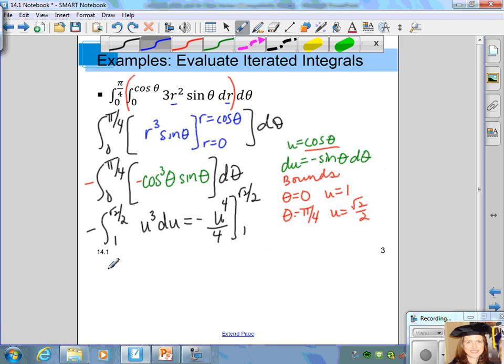When you evaluate the upper bound, it's going to be negative square root of 2 over 2, that quantity to the fourth power all over 4, minus what you get when you plug in 1. So it's going to be negative 1 to the fourth power over 4. And then when you simplify this, you get 3 over 16. Now you can double check that by evaluating the single definite integral with a graphing calculator and confirm that you get the same answer.